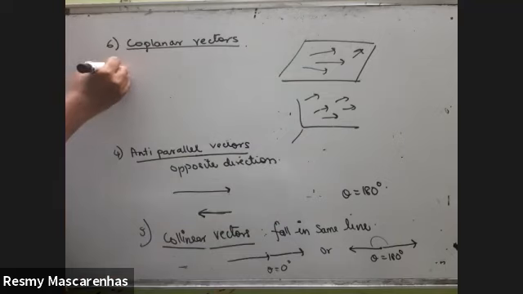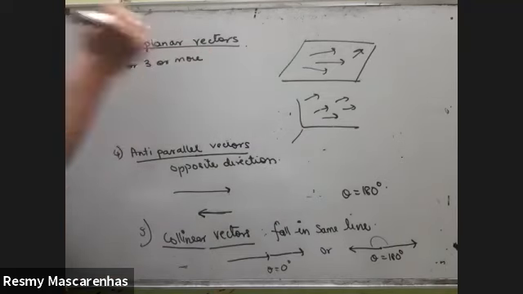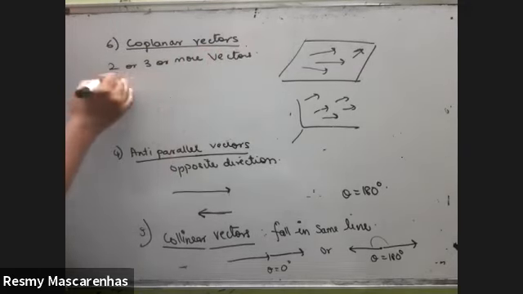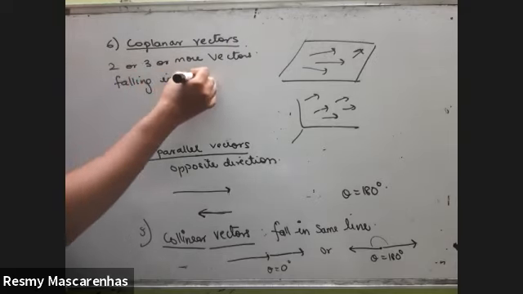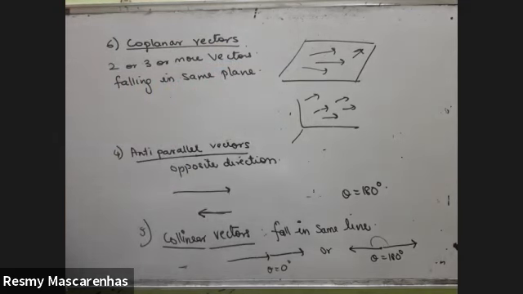So what it means is two or three or more vectors falling in the same plane. So those are called as coplanar vectors.